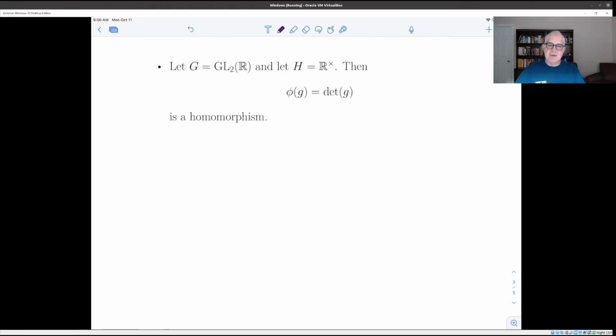Here's another example that we've seen many times. Suppose that we take the group of invertible 2 by 2 matrices, and we let H be the multiplicative group of real numbers, and our map is just the determinant. And this is also a homomorphism. That's just an expression of the fact that if you take the determinant of a product of two matrices, it's the product of the determinants.